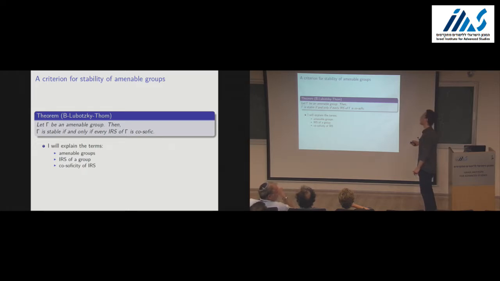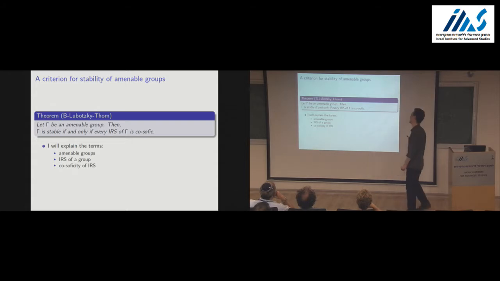Here is an if and only if for the stability of amenable groups. Let gamma be an amenable group, then it is stable if and only if every IRS, don't be afraid, of gamma is cosophic.